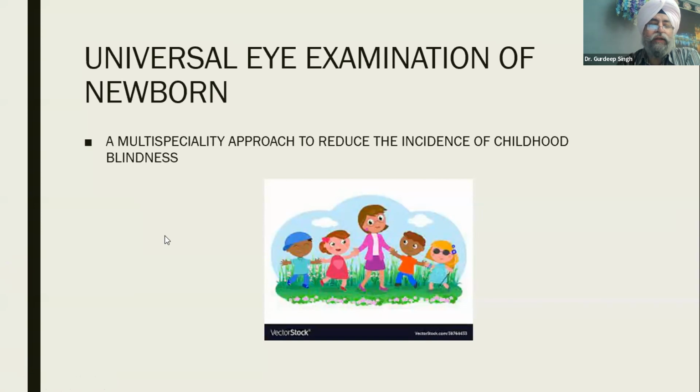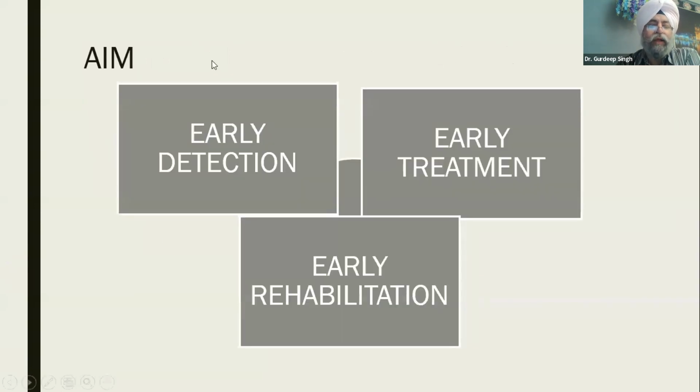And as we know, it is also a multi-speciality approach, and the aim is to reduce the incidence of childhood blindness. That was the reason for choosing this topic. As I mentioned, early detection is the key to success in any kind of medical problem. And here also the same holds true for universal eye screening of newborn. Early detection can lead to early treatment and early rehabilitation.